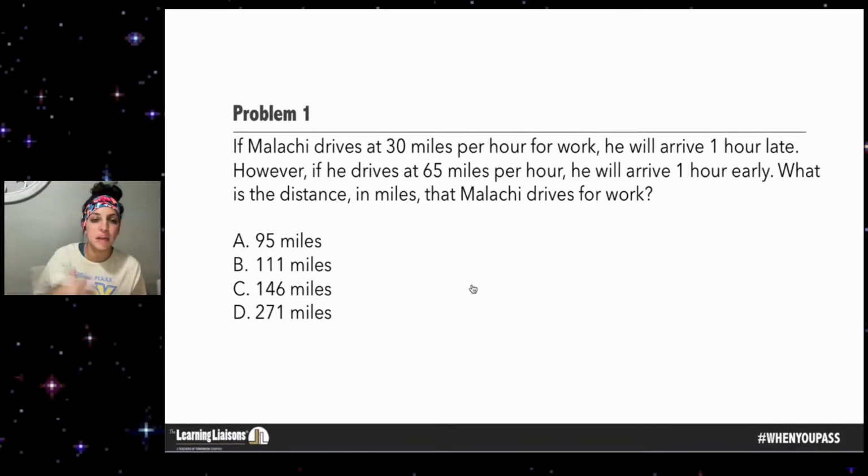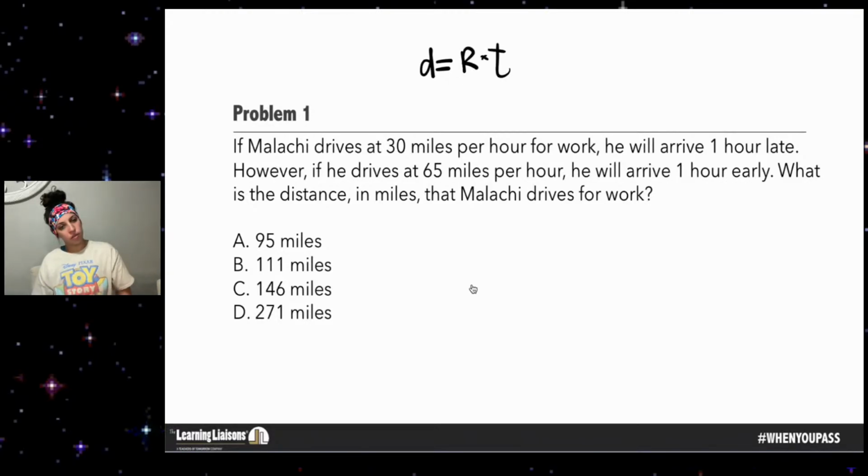So this is a problem that you could see on any assessment that requires you to know distance equals rate times time. This is a distance equals rate times time problem all day. Distance equals rate times time. So your GK, your Praxis Core, your middle school, your high school math. But they don't give us all the information, right? So let's take a look at this.